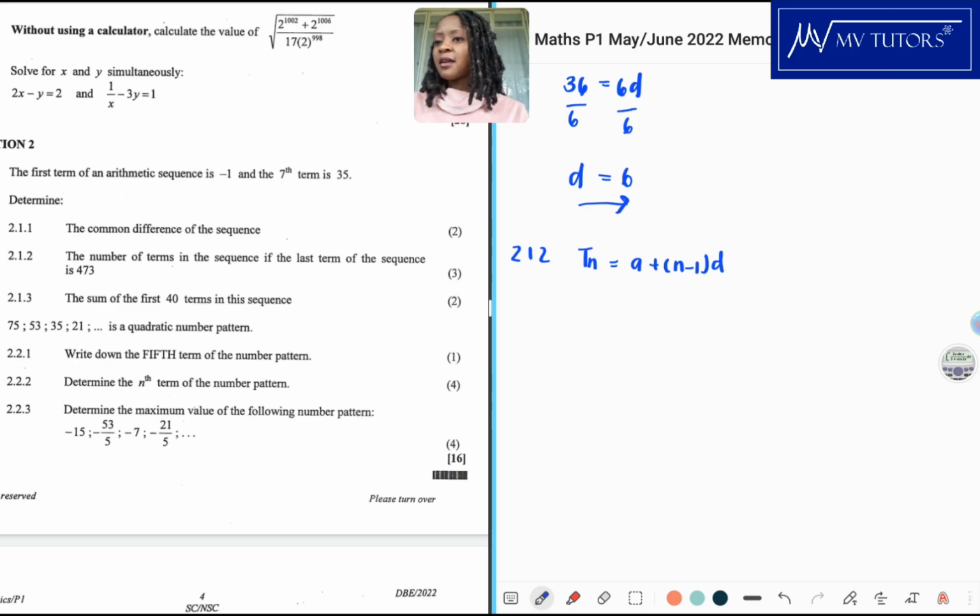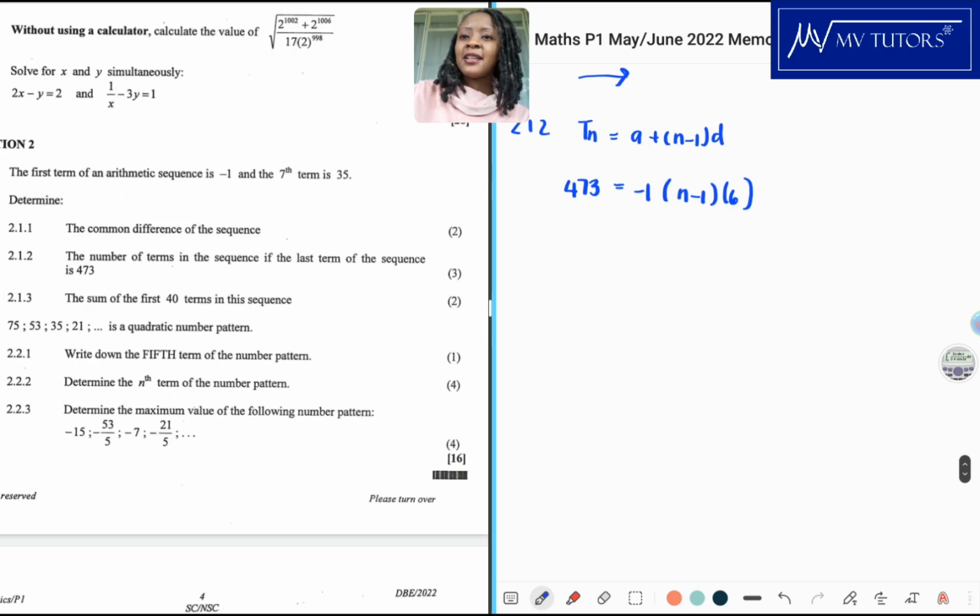Okay, so it says the last term of the sequence is 473, and we want to know what number that term is. So we have our first term, it was given, it's -1, and we are looking for n. In this case, we know that d is 6. Okay, so we are basically solving for n. So if I take -1 and 6 to the other side, it will be 473 divided by 6, and then I have n minus 1. So basically n is 473 over 6 plus 1.